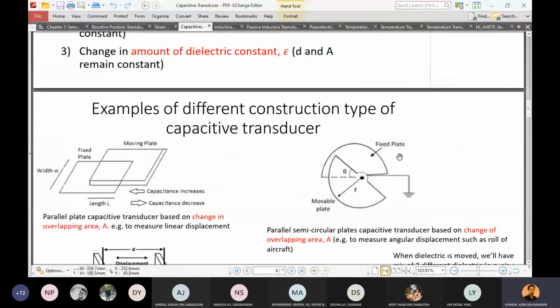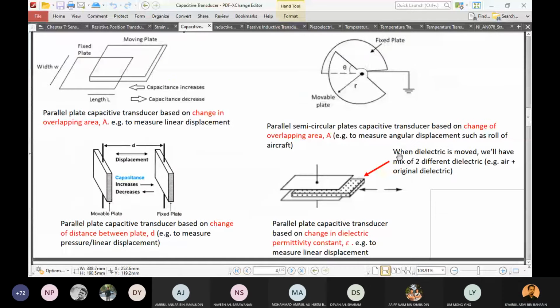So there are different types of construction. The most common one we can see is parallel plate. Parallel plate means the plates are parallel to one another. Then the change in the distance D between the two plates will determine the amount of capacitance. Kalau kita ubah jarak antara kedua plate ni, kita akan ubah nilai capacitance. And then we can determine the amount of displacement accordingly. That's one of the ways.